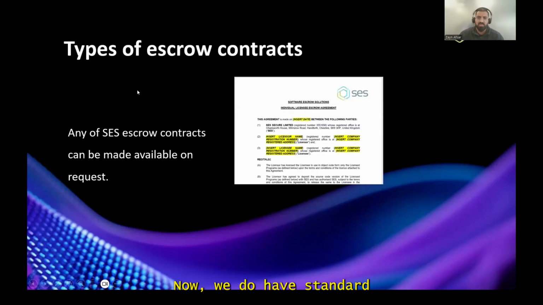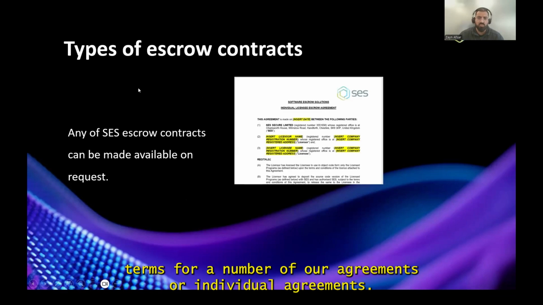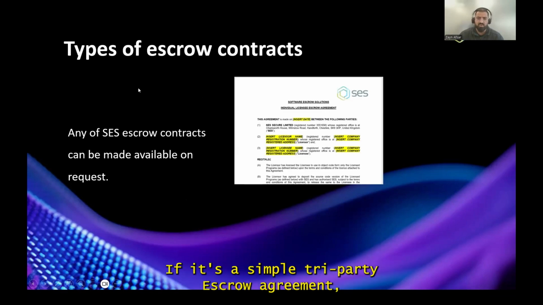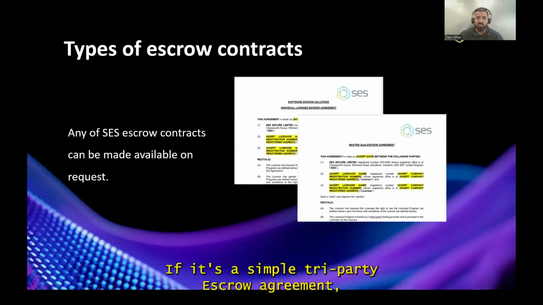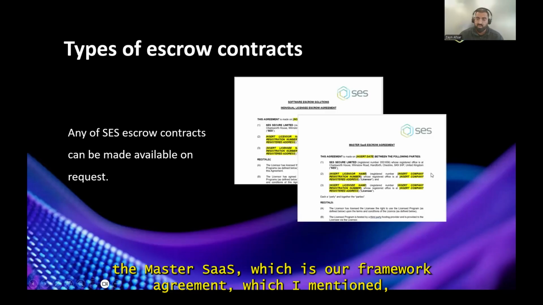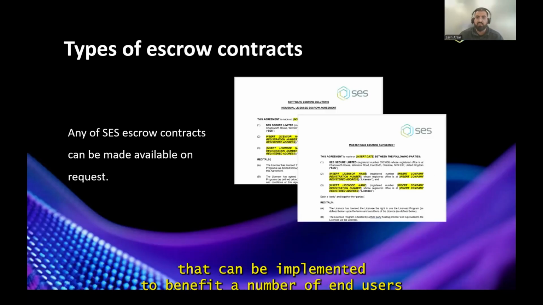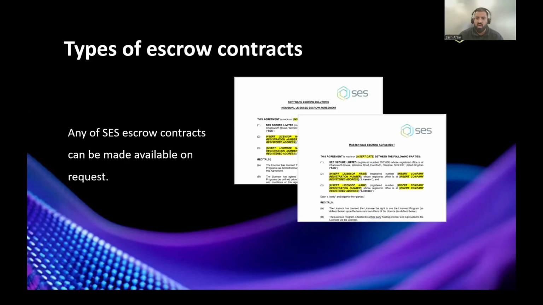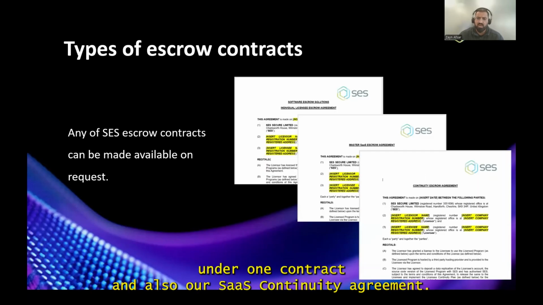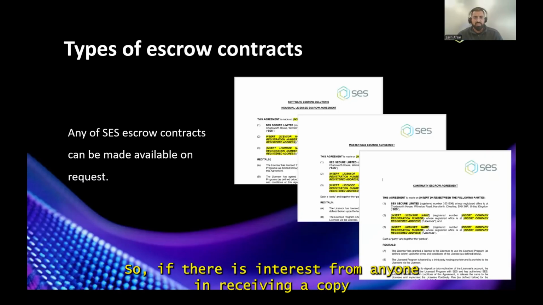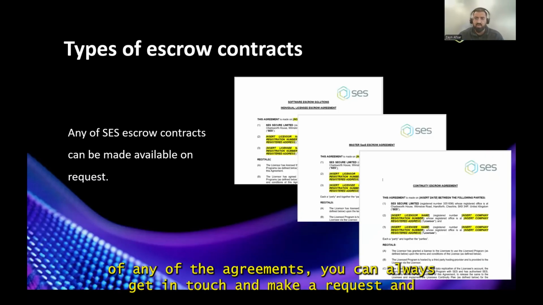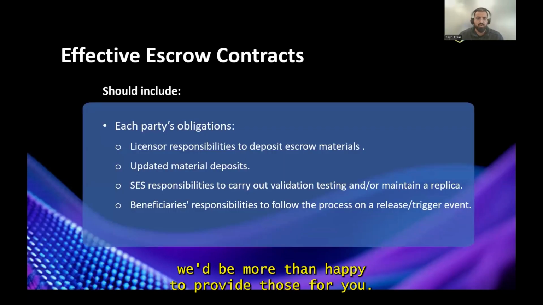Now, we do have standard terms for a number of our agreements: individual agreements, such as a simple tri-party escrow agreement; the master SaaS, which is our framework agreement, which I mentioned, that can be implemented to benefit a number of end users under one contract; and also our SaaS continuity agreement. If there is interest from anyone in receiving a copy of any of the agreements, you can always get in touch and make a request, and we'd be more than happy to provide those for you.